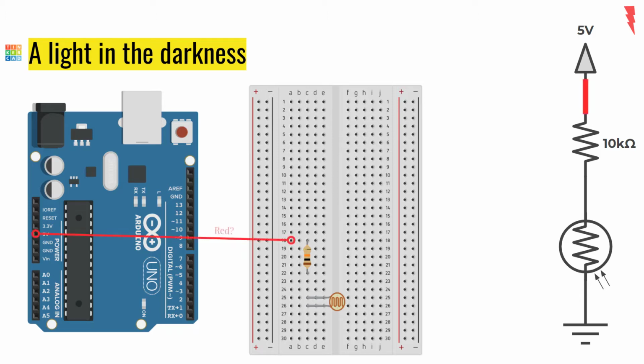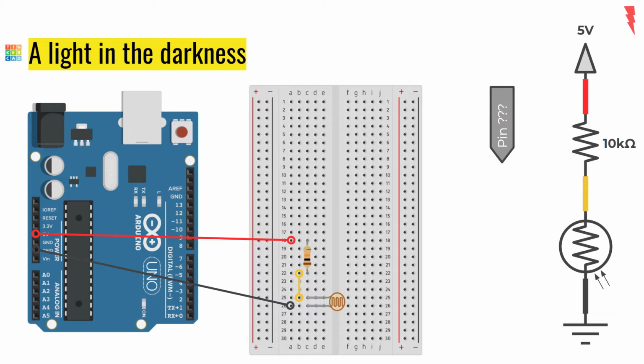Let's hook up our circuit. First, bring 5 volts from the Arduino to the 10,000 ohm resistor. Next, ground from the Arduino to the photocell. Finally, connect between the photocell and resistor. Our Arduino will be standing in for our voltmeter.